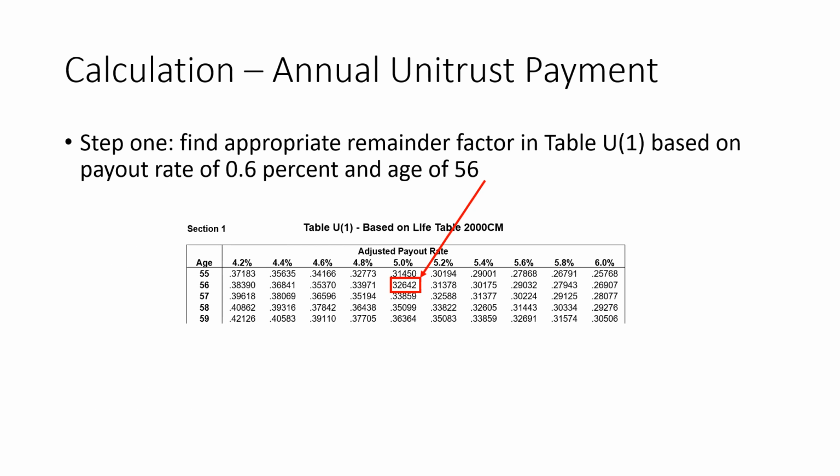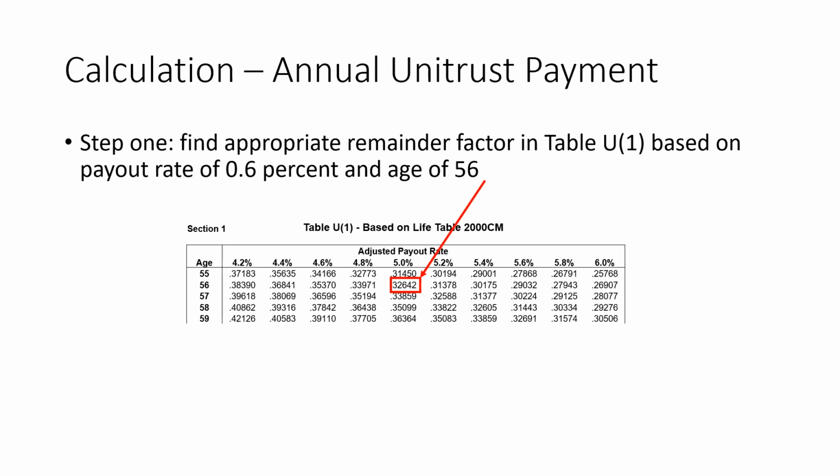Now, we're going to start off easy. We're going to look at an annual Unitrust payment. So step one, all we have to do is go to table U1 and find the appropriate remainder factor based on the payout rate, which should be 5% here, not 0.6%, so that's a typo, and the age of 56. So I've highlighted that here correctly in the picture and not correctly in the slide description, but that'll be 0.32642 based on Grant's age of 56 and the adjusted payout rate of 5%, which isn't actually adjusted.